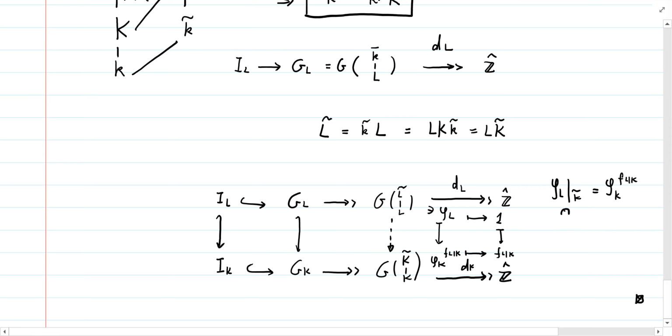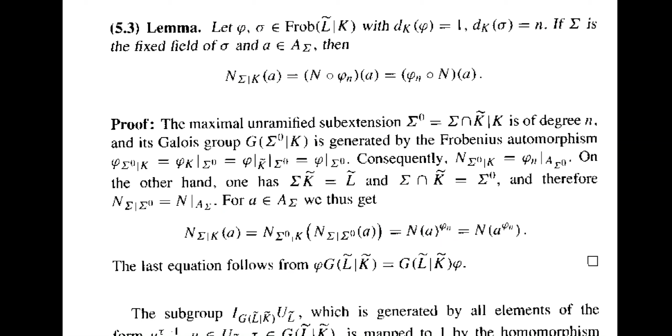Actually, when you do this, of course, there should be an element above. Now this is a subgroup, and this is the generator of this group. Surely it's some power of this Frobenius.